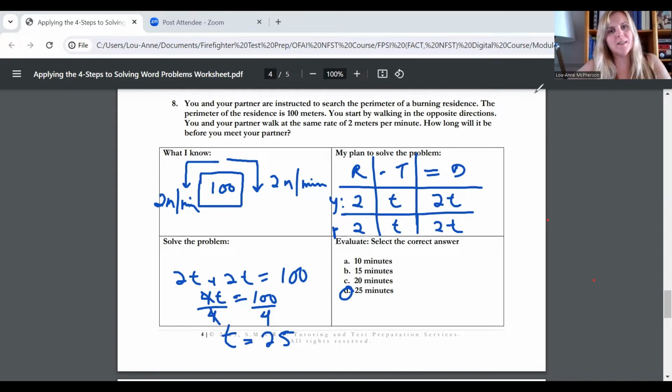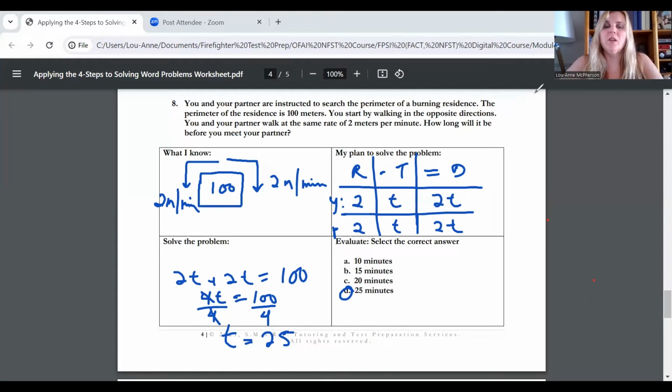All right, the question says, you and your partner are instructed to search the perimeter of a burning residence. The perimeter of the residence is 100 meters. You start by walking in the opposite directions. You and your partner walk at the same rate of 2 meters per minute. How long will it be before you meet your partner?